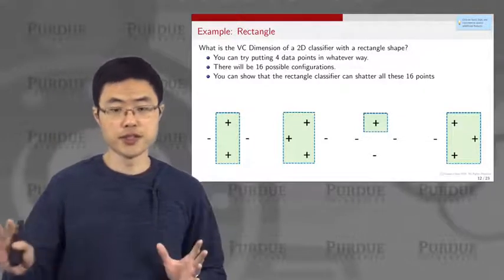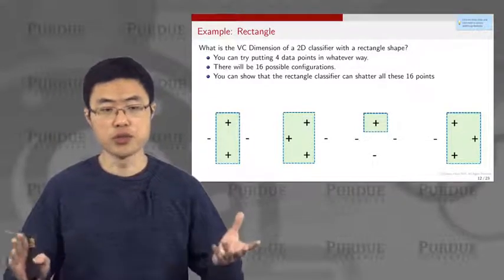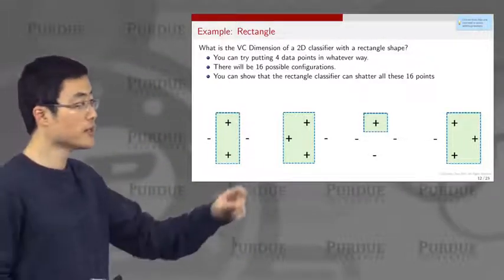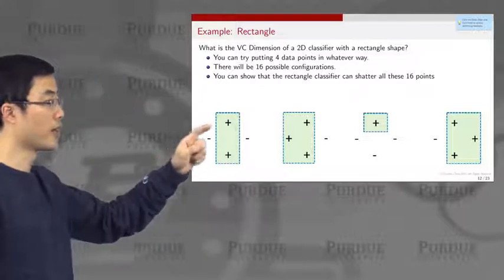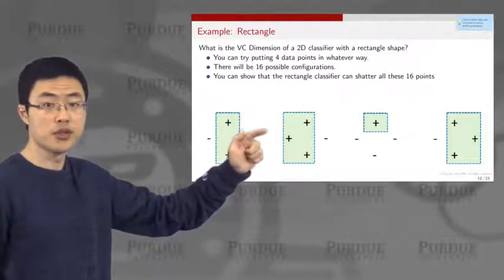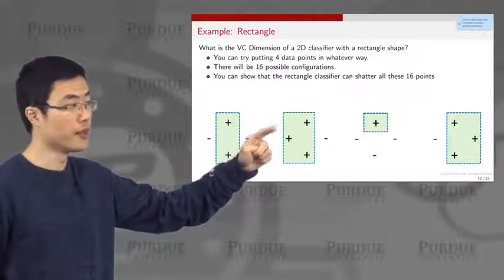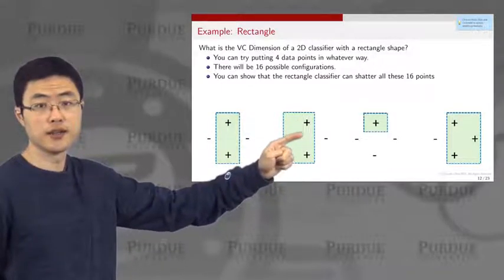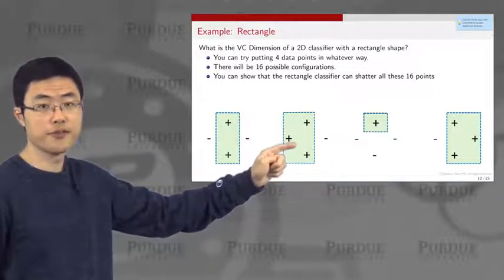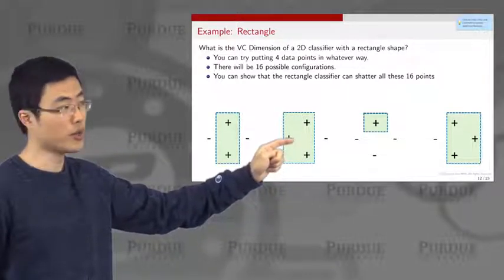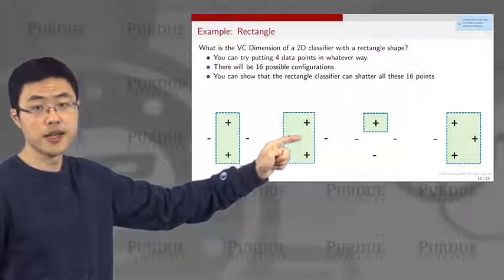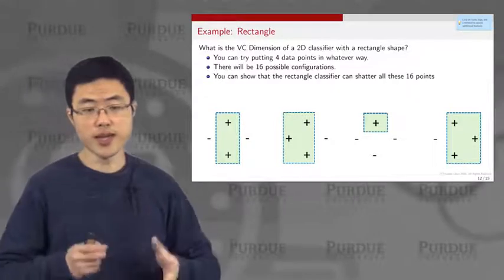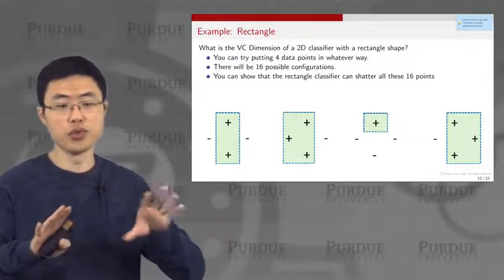So you can draw all the 16 possible configurations, and I'm only drawing 4 here. This is an illustration of what I mean by a rectangular classifier. You can have 4 data points here. You have 2 crosses at the top and bottom, and you also have a cross here, so this is plus, and then you have a -1 over there. We ask, can we draw a rectangle that can classify them into 2 classes?